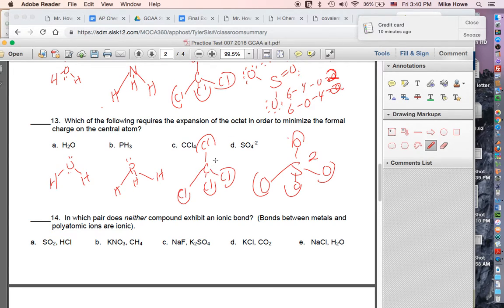Here, the formal charge on the carbon is 0. Oxygen, it's 0, not oxygen, phosphorus, it's 0. And oxygen is 0. But the sulfur's 2. So if I were to draw this picture with a double bond in 2 different places, I'm just going to draw this in 2 dimensions because I'm out of space.